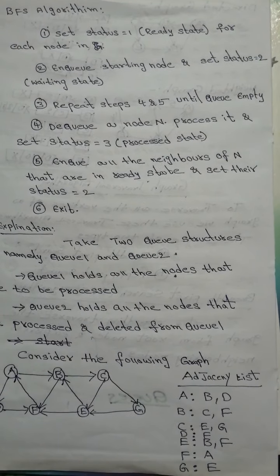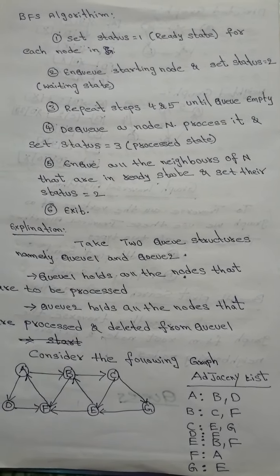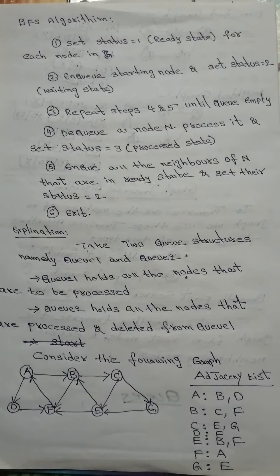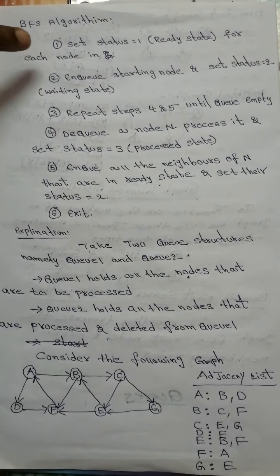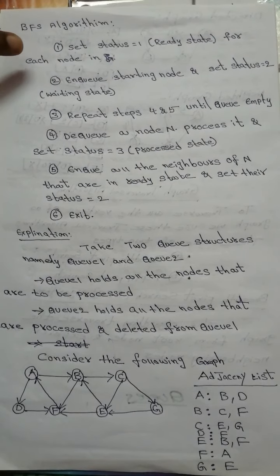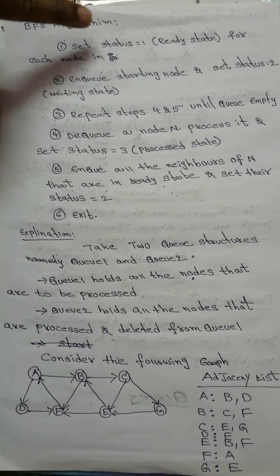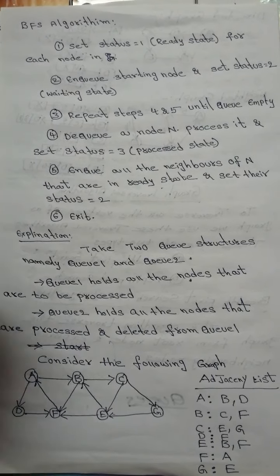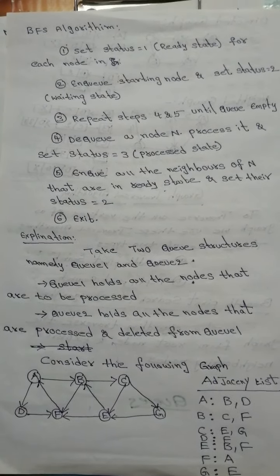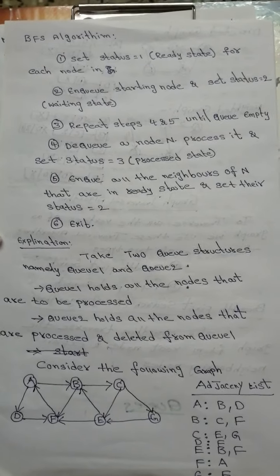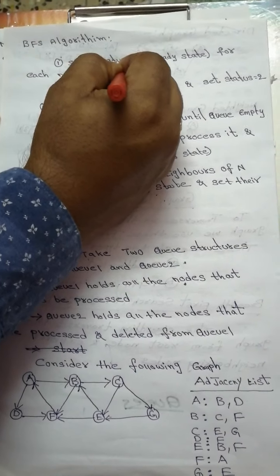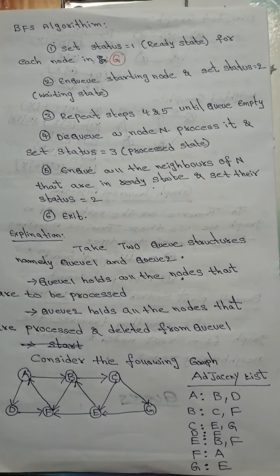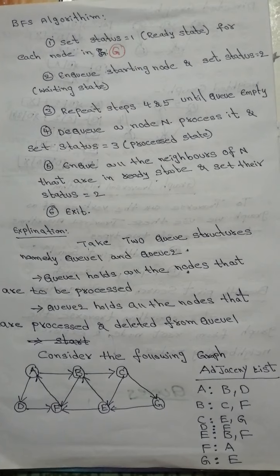Now moving to the graph traversal algorithm, the BFS algorithm is level by level. So first make all the nodes in the graph to ready state. That is step 1. BFS algorithm step 1, status equals 1, that is ready state. Make all the nodes in graph G to 1, ready state. All the nodes are in ready state for traversing.